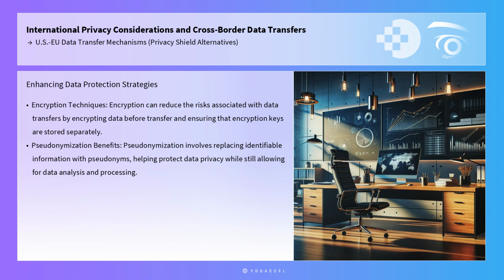In addition to these mechanisms, organizations can adopt a range of supplementary measures to enhance their data protection strategies. For instance, encryption and pseudonymization are technical measures that can reduce the risks associated with data transfers. By encrypting data before transfer and ensuring that encryption keys are stored separately, organizations can mitigate the risk of unauthorized access during transit. Similarly, pseudonymization, which involves replacing identifiable information with pseudonyms, can help protect data privacy while still allowing for data analysis and processing.